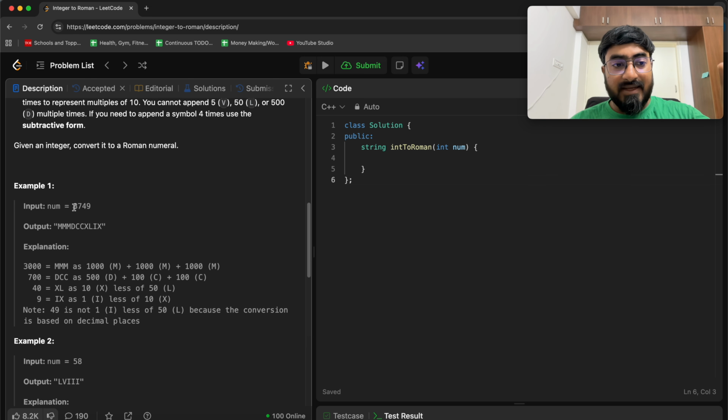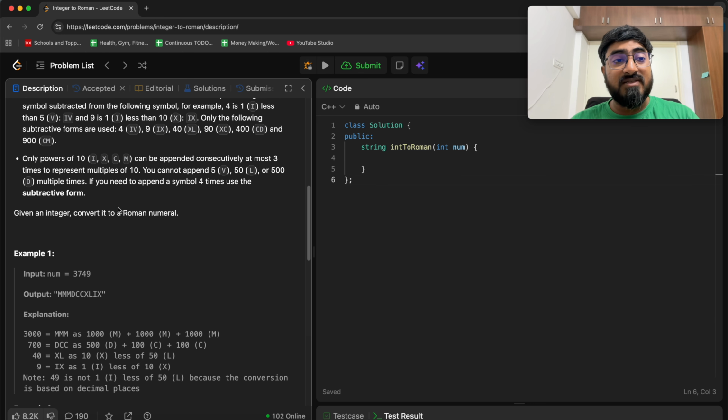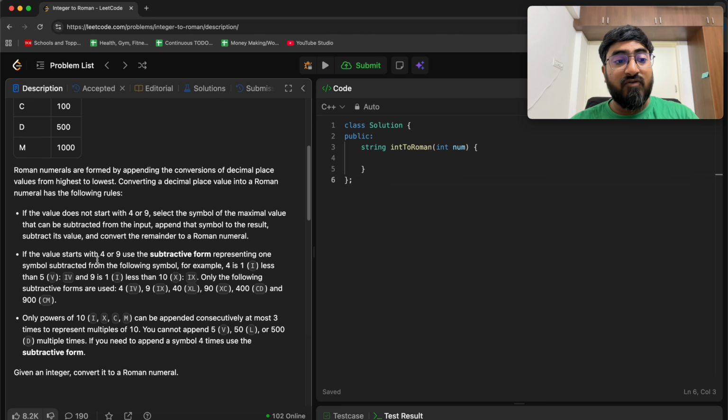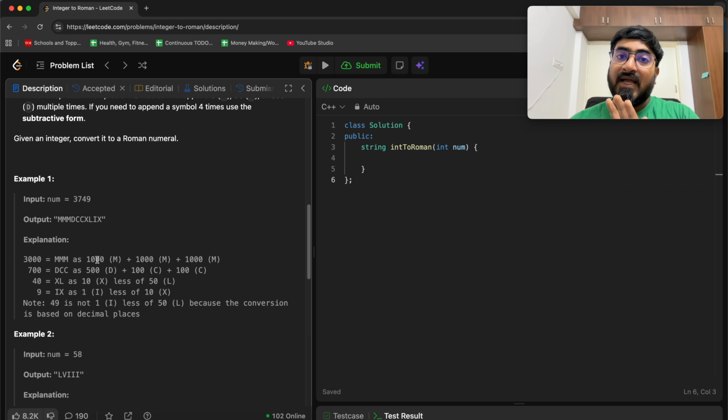For example, if you look at this example 3749, don't think of this value as 3749. Think of it as a combination of digits where we have 3 at thousands, 7 at hundreds, 4 at tens and 9 at units. So put all these digits separately, generate their corresponding string, which is a combination of these symbols following these rules, and then append them.